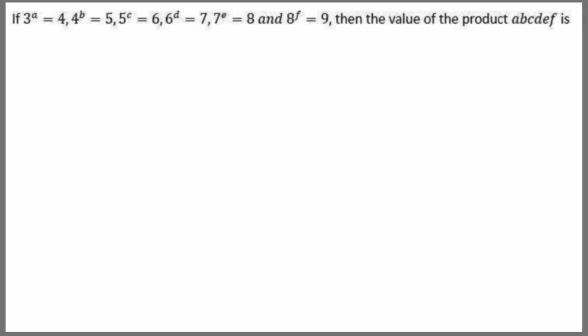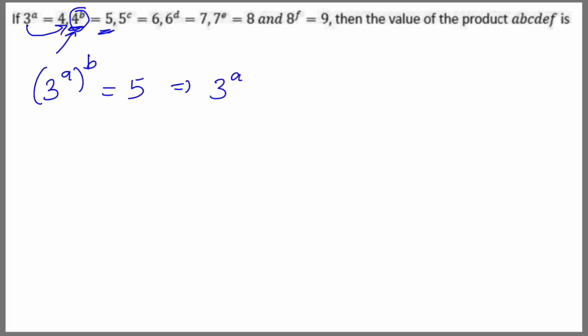The first way of solving the question is by chain substitution. We know that 3 raised to A is equal to 4 and 4 raised to B is equal to 5. So in this 4 raised to B, we substitute the value of 4 as 3 raised to A. So it becomes 3 raised to A the whole raised to B is equal to 5. By the law of indices, this part becomes 3 raised to AB is equal to 5. 3 raised to A the whole raised to B is 3 raised to A into B.